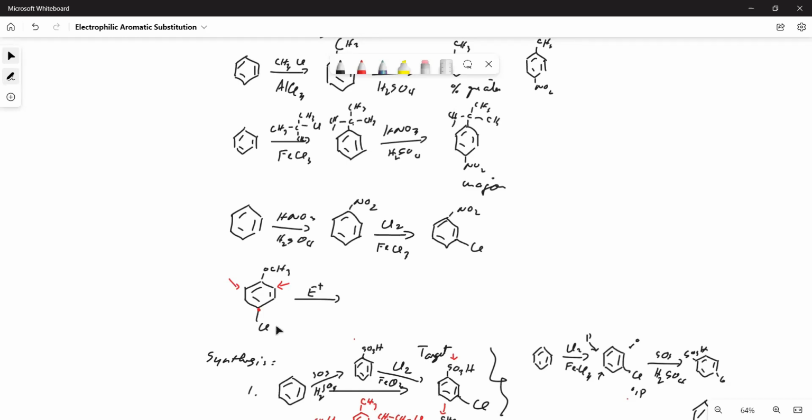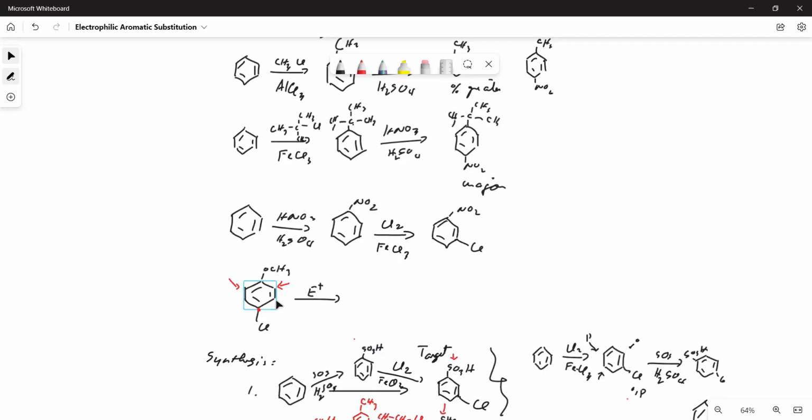Which one is more electron donating will control the orientation. Now, if we compare chlorine and methoxy group, the methoxy group is more electron donating than chlorine. So therefore, since methoxy is an ortho-para director, the electrophile will be anchored ortho to the methoxy. And these are the ortho positions to the methoxy. So this electrophile will be attached here.